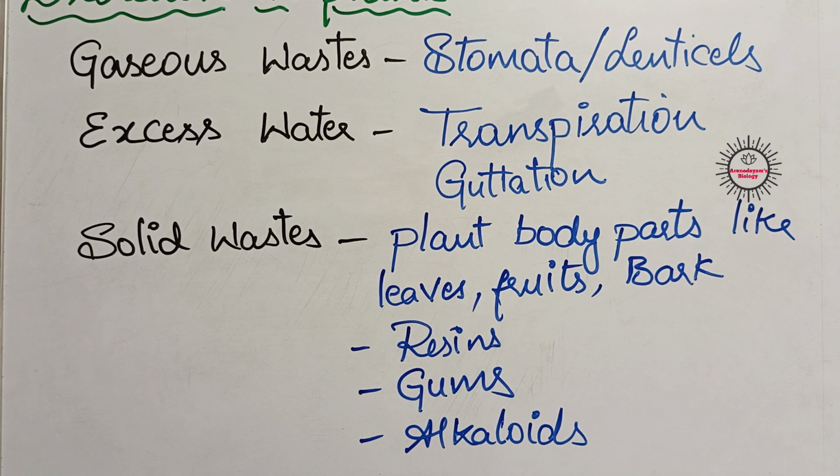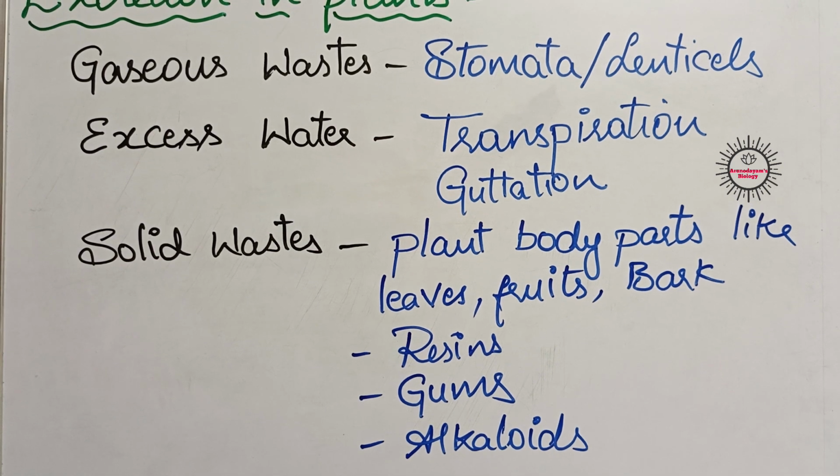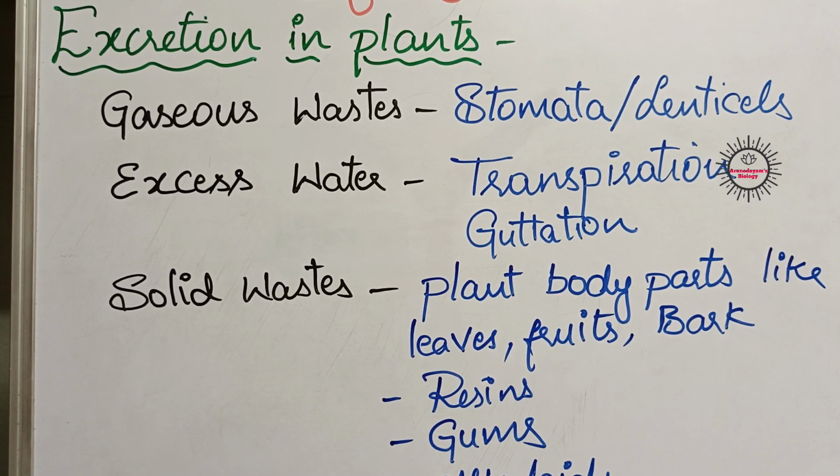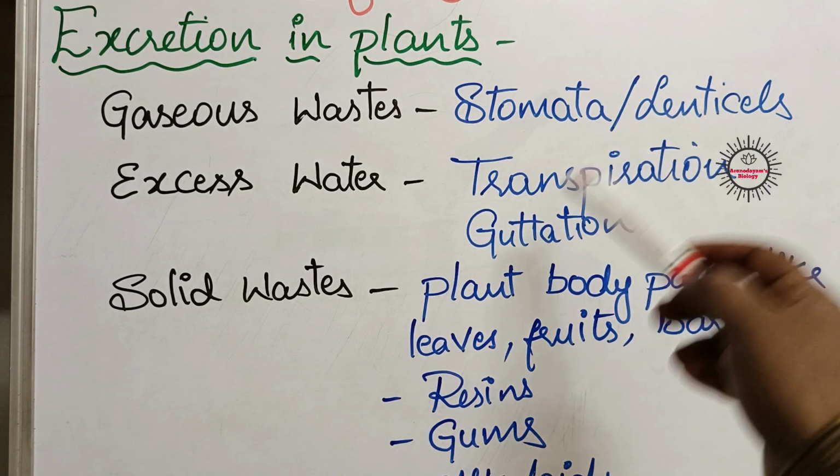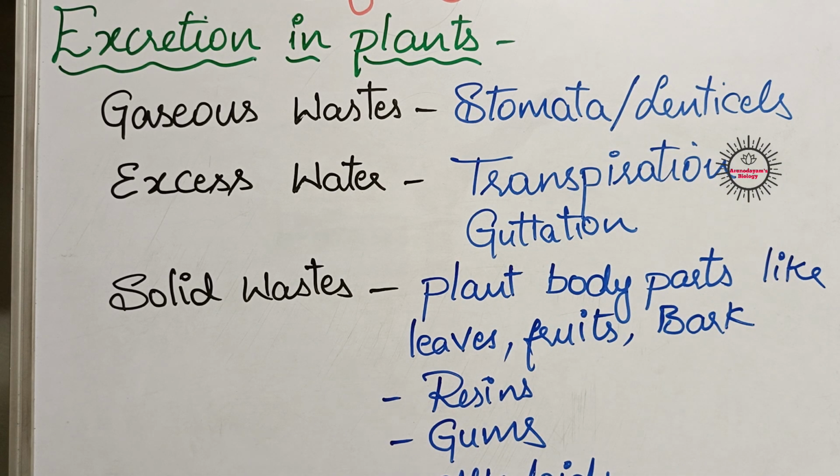So that is about excretion in case of plants. Three types of waste materials are there, and we have seen how plants get rid of these waste materials also. That is our topic today, excretion in plants.